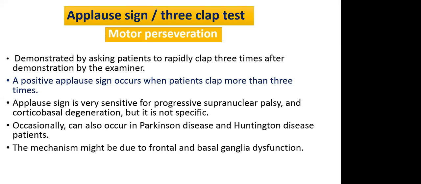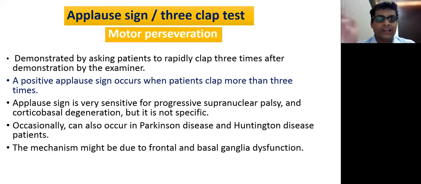So ask the patient to clap 3 times. If the person is unable to inhibit after 3 claps, it is called applause sign, which is very sensitive for progressive supranuclear palsy, but not specific. Because apart from PSP, it can be seen with corticobasal degeneration, frontotemporal dementia, advanced Parkinson disease, as well as Huntington disease. Sometimes it can be seen in vascular dementia also, basically because of frontal and basal ganglia connection dysfunction, because of loss of inhibition.